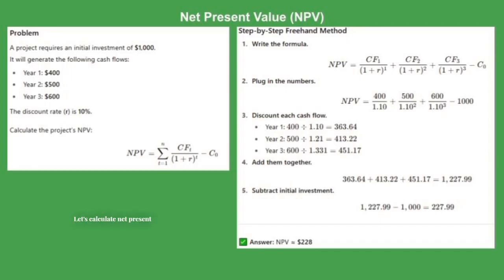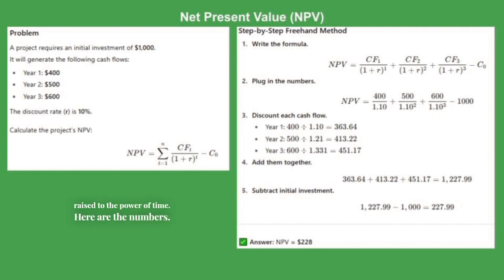Calculate net present value, NPV. The formula is NPV equals the sum of discounted future cash flows minus the initial investment. Each cash flow is divided by 1 plus the discount rate raised to the power of time.